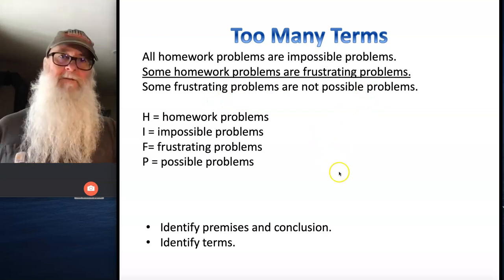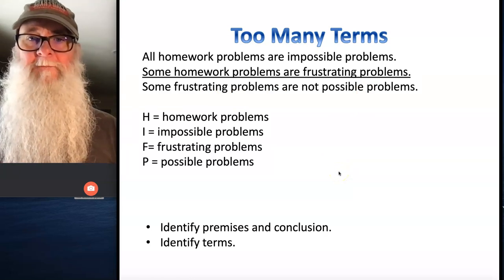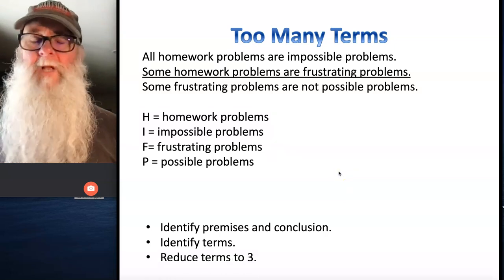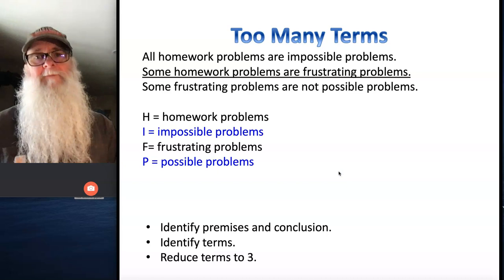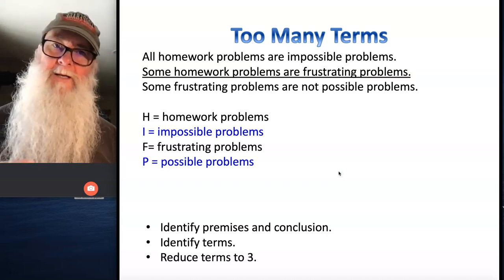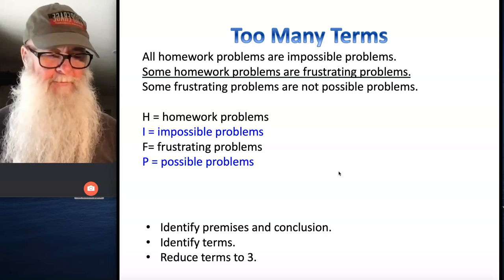4 terms, which is obviously one too many to be considered standard form. So we've got to reduce the terms down to 3. And fortunately, it's really easy to identify a couple of term complements here. We've got impossible problems and possible problems, and these are sort of two sides of the same coin.